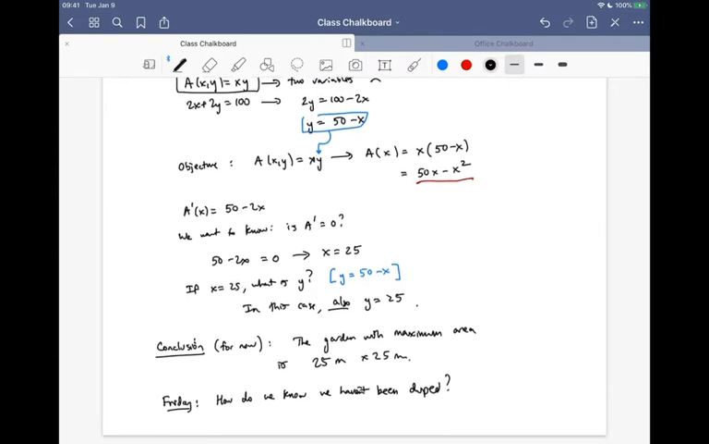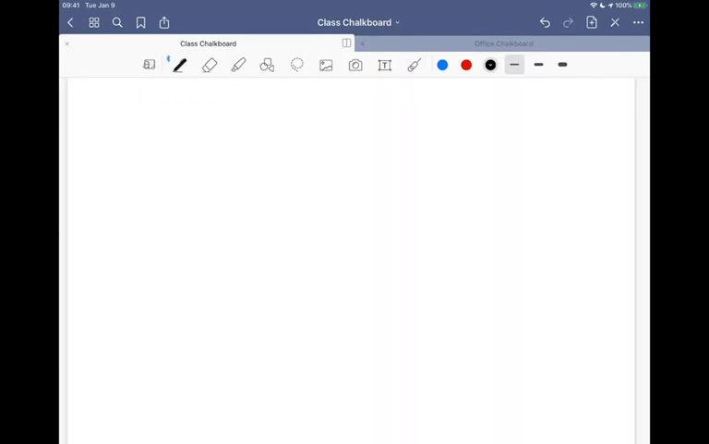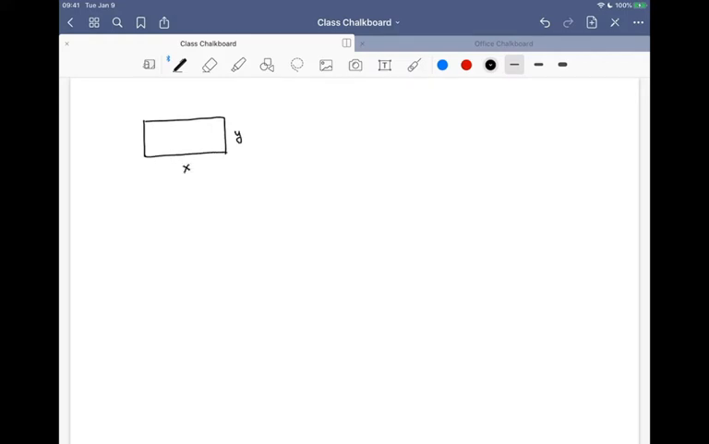For that, let me go to a new page. Let's interrogate the assumptions here a little bit more. So let me redraw our fence. We said that 2x plus 2y had to equal 100. But in reality, we were dealing with this situation: we have 100 meters of fence to use, but we don't actually have to use all of it. Or, for that matter, we don't even have to use any of it.